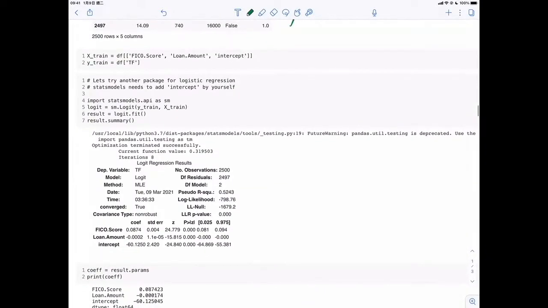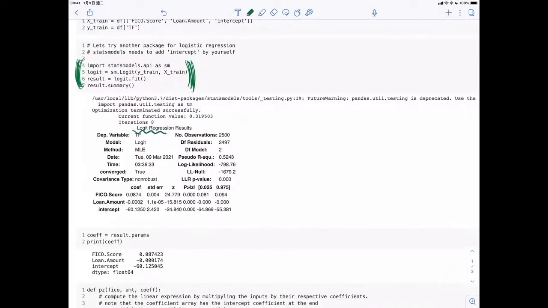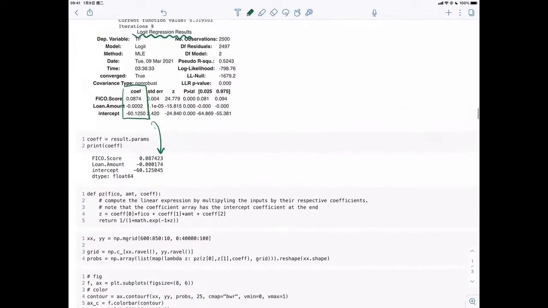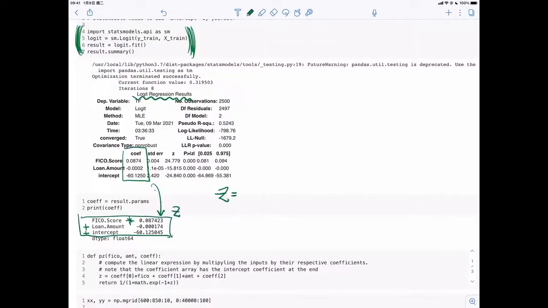We simply put everything in a regression. Basically, you don't have to do the calculation by yourself. So that is logistic regression. Here is the coefficient right here. That means this is the z value. z equals the FICO score times 0.087, plus this value times the other variable.